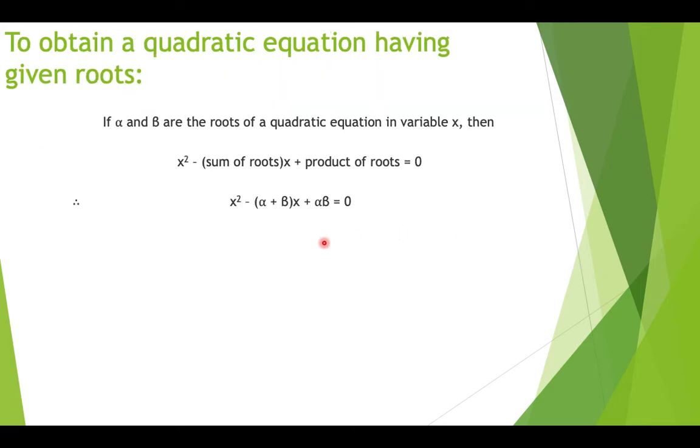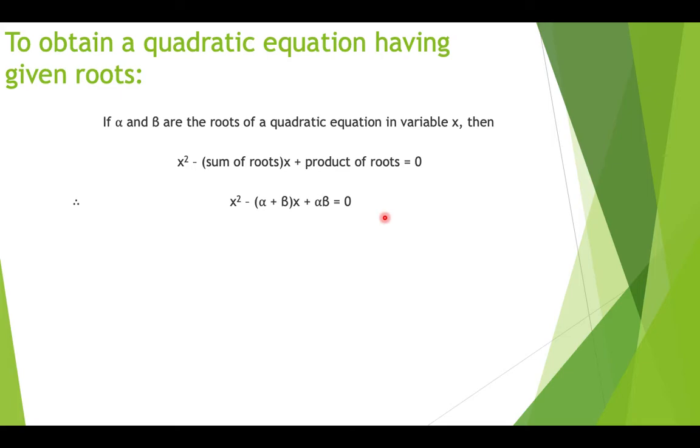Now, if you have been provided with the roots of the quadratic equation, how can we find the quadratic equation itself? To obtain a quadratic equation, we have the roots alpha and beta. So the quadratic equation can be formed as x square minus (alpha plus beta) into x plus alpha into beta is equal to 0. So we have to find the value of alpha plus beta and alpha into beta.